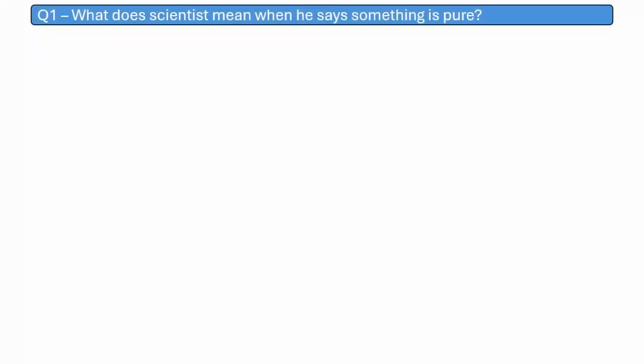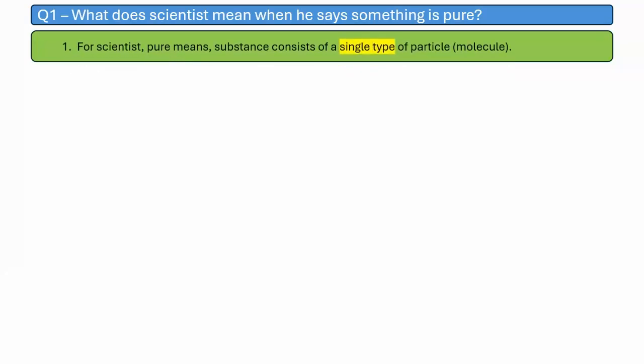Okay, first question: what does a scientist mean when he says something is pure? The answer is, for a scientist, pure means the substance consists of a single type of particle. So it should have either a single type of molecule or a single atom. Only if it has a single type of particle, either an atom or a molecule, does the scientist say it is pure.